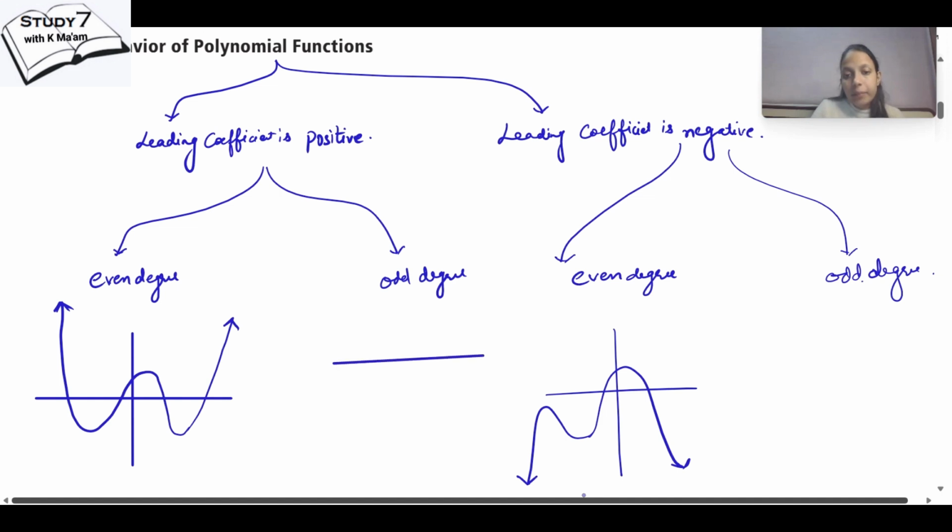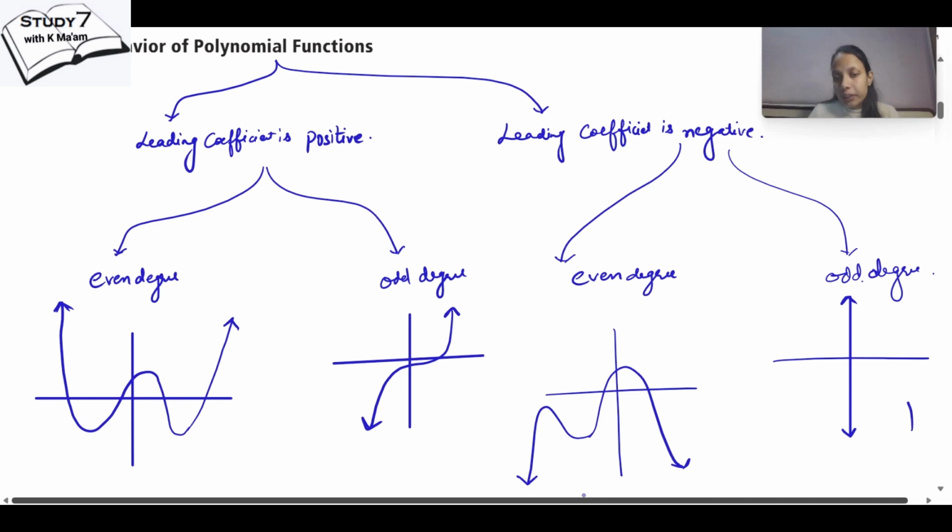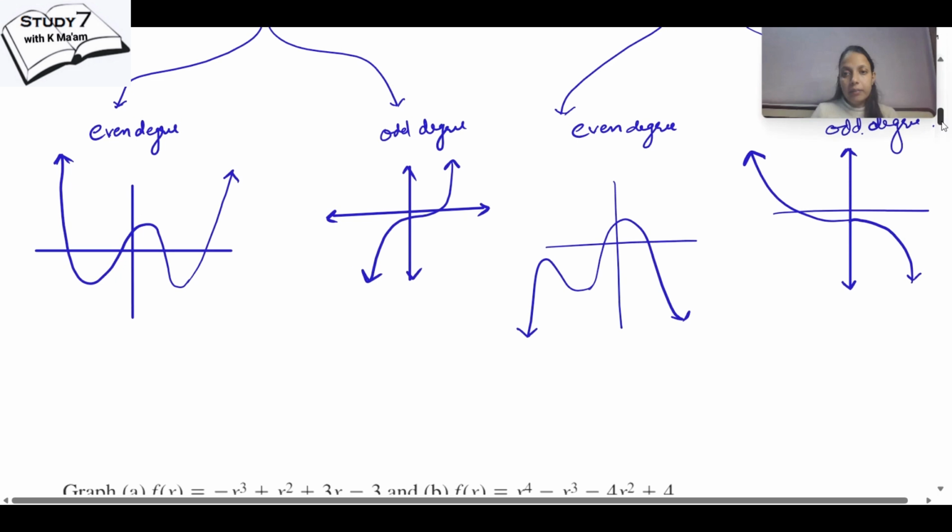Now, odd degree. In the odd degree polynomial, the behavior is like this. One is going up and another is going down. Odd degree but negative coefficient: direction changes. Where it was going up, now it is going down. When it was going down, now it goes up. Okay, this is how the end behavior is for the given polynomial. We will do a question here to make it more clear.